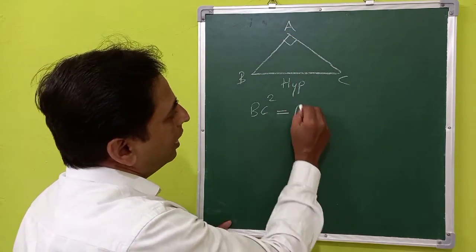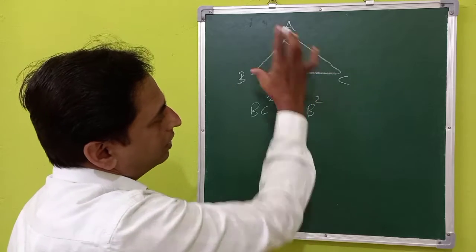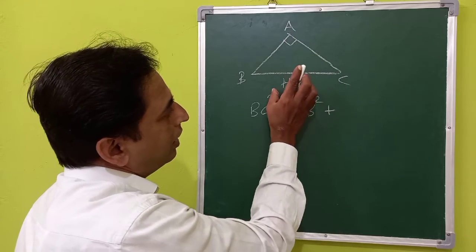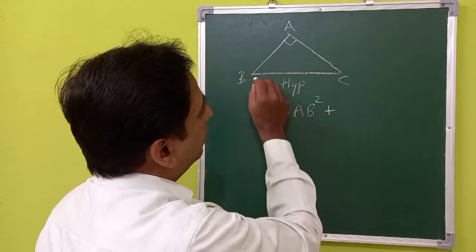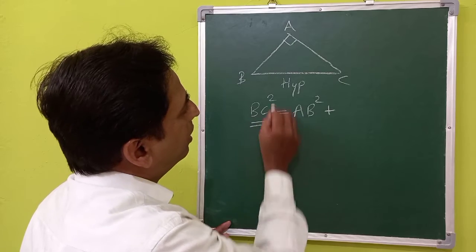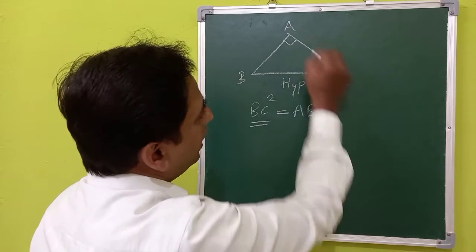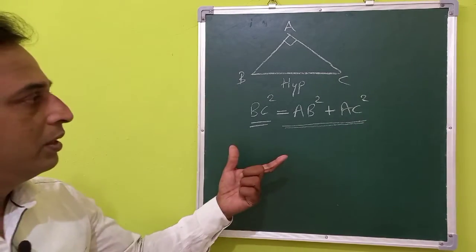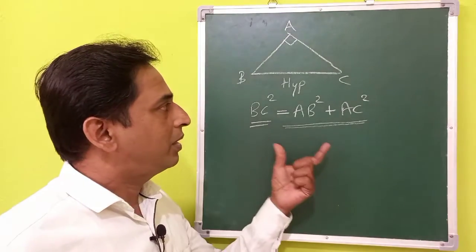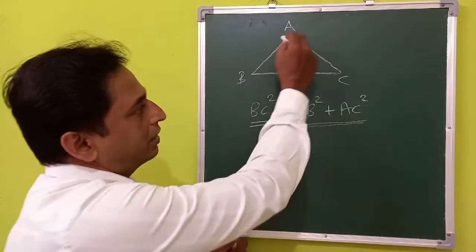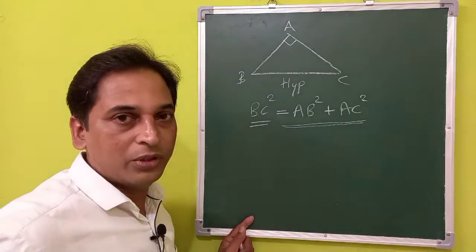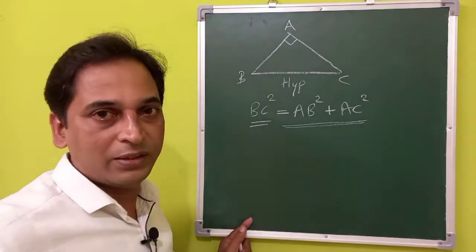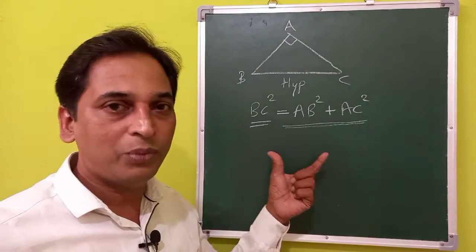That means AB square, which is one of the sides, and AC square, that will be the other side apart from the hypotenuse. So here in this triangle we should have BC square is equal to AB square plus AC square. So this is what we need to prove. So let us state the Pythagoras theorem again. In a right triangle, the square of the hypotenuse is equal to the sum of the squares of the other two sides. So let us see how we can prove the theorem.